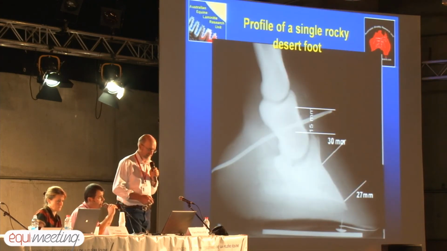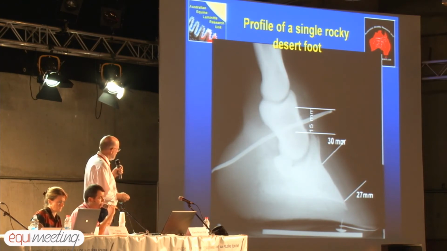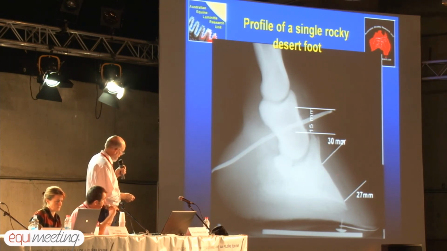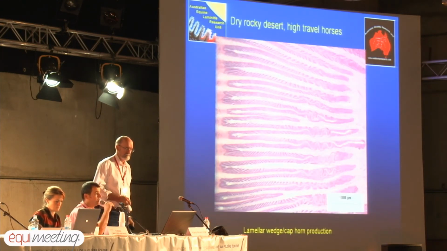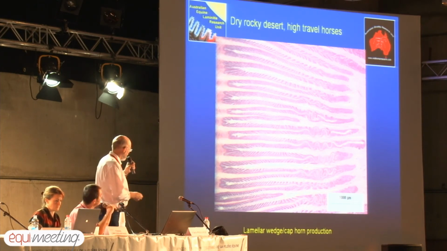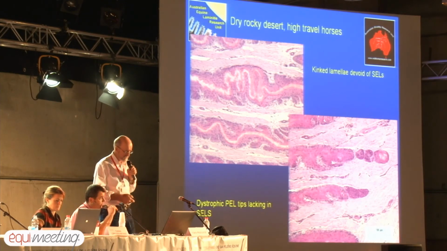A well-formed and thick dorsal wall. But on closer analysis, our studies have shown that we have evidence of chronic laminitis. Lamellar wedge, hoof cap horn production, damaged, distorted lamellae. Sometimes even the lamellae have no secondary lamellae. They've been so damaged over the years.